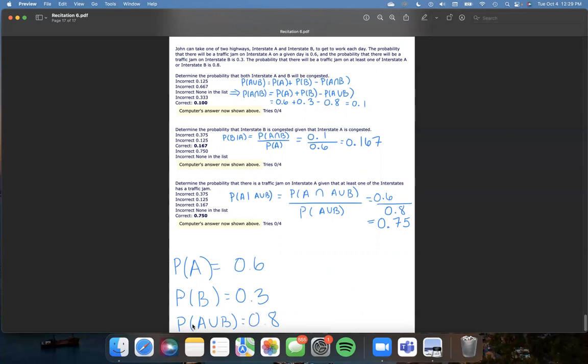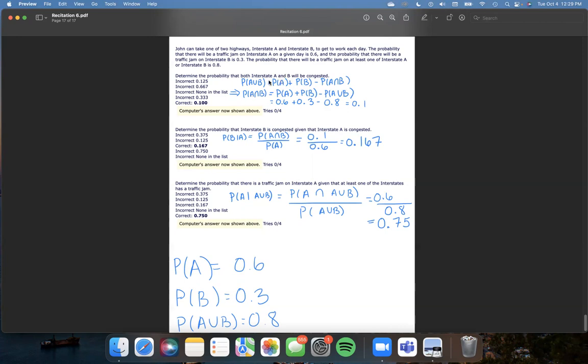Here we have the keyword "or", so that's a union situation. So the probability of A union B is 0.8. The first question is, determine the probability that both Interstate A and Interstate B will be congested. We have the probability of A union B equals the probability of A plus the probability of B minus the intersection.